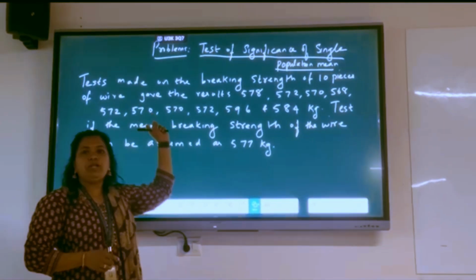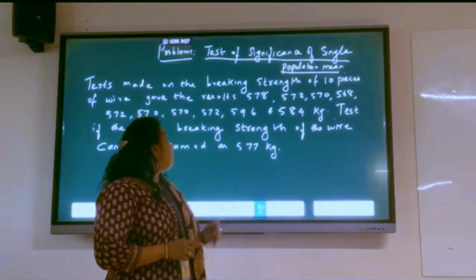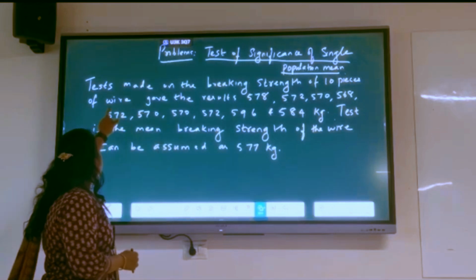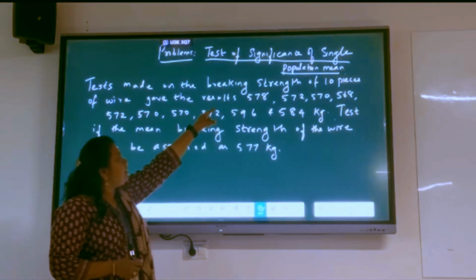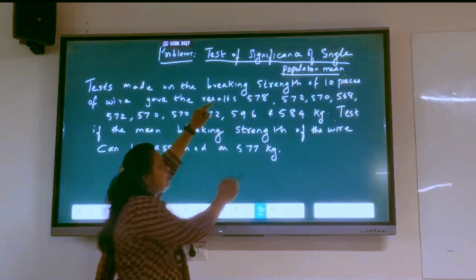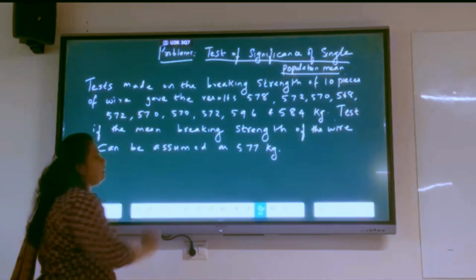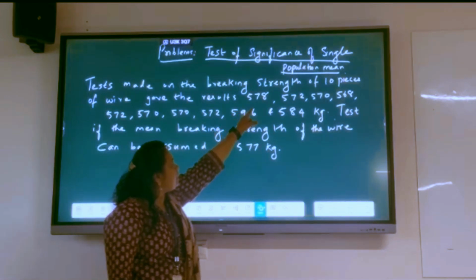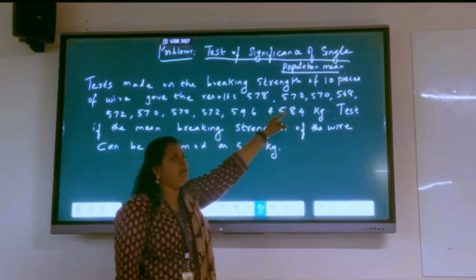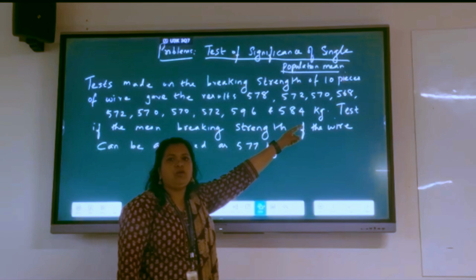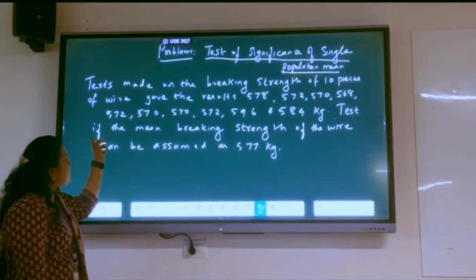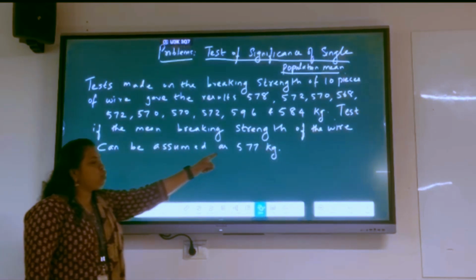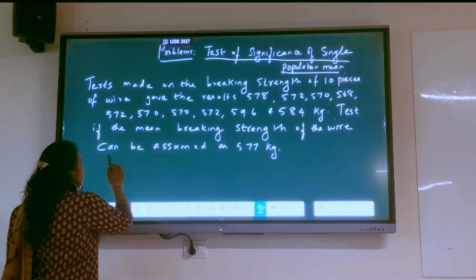So today we are going to concentrate on problems on test of significance of single population mean. The problem is: a test made on the breaking strength of 10 pieces of wire gave the following results: 578, 572, 570, etc., up to 584 kg. Test if the mean breaking strength of the wire can be assumed as 577 kg.